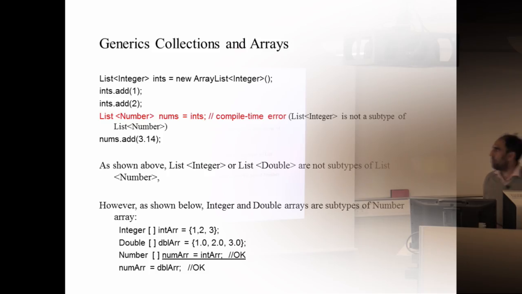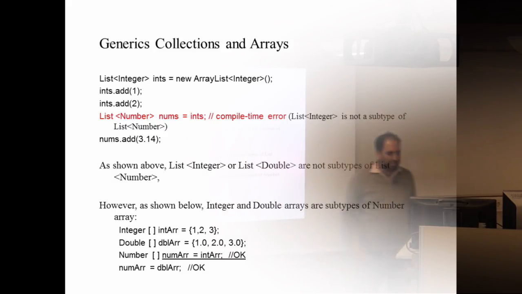We can look at this example now. We have a list of integers, and we have added the values here. But then, instead of having an Integer type of reference variable, we have its supertype. According to the substitution principle, the supertype variable can point to the objects of its subtypes. But here you will get a compile-time error because the substitution principle doesn't work.